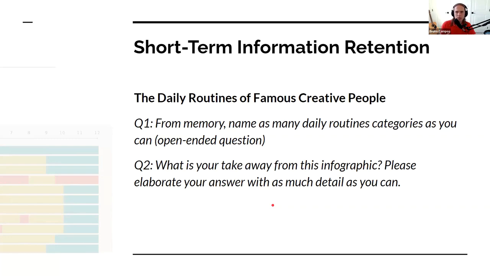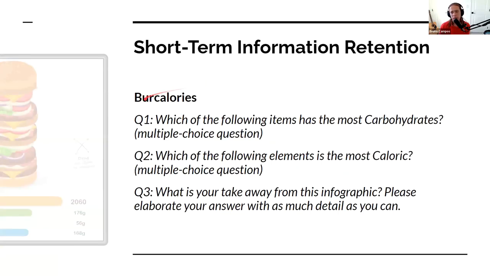So in this question, the idea was to capture from the user, do you have anything to say at all regarding the infographic? So, what did you learn from it? But basically, to see what their questions and answers would be, right? So for the Burcalories, we went for two multiple choice questions, where they would need to remember specific data from the infographic. So which of the following items has the most carbs, right? And then we provided them with a couple of choices, and the answer was the chicken patty. And then question two was which of the following elements is the most caloric, also multiple choice, and the same answer was the chicken patty.